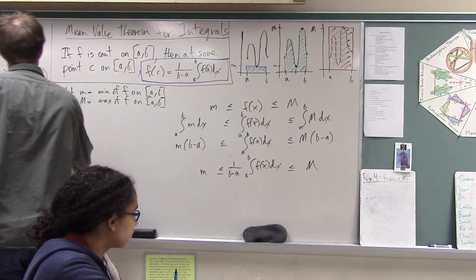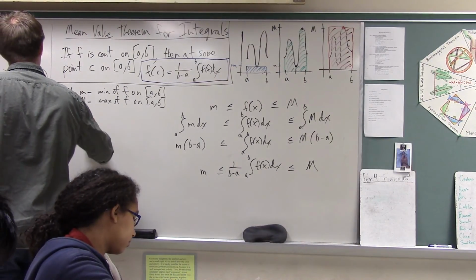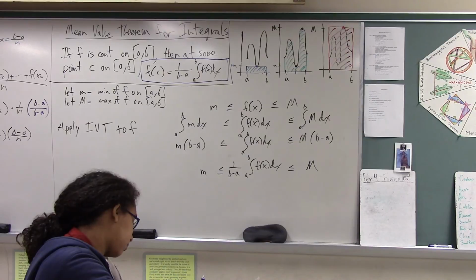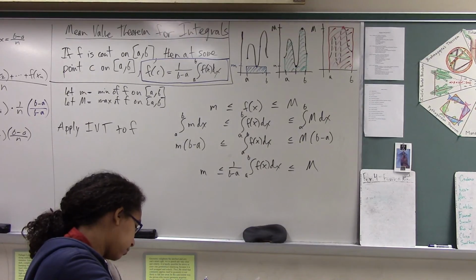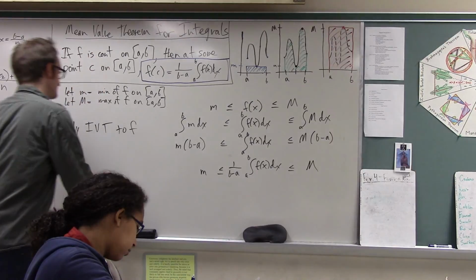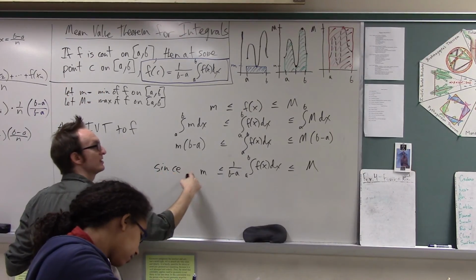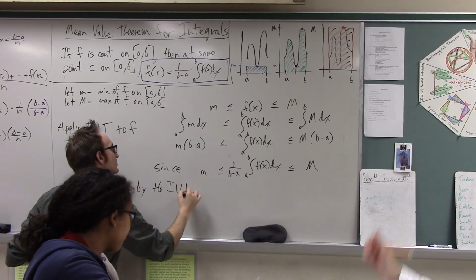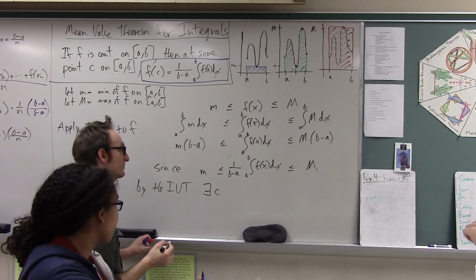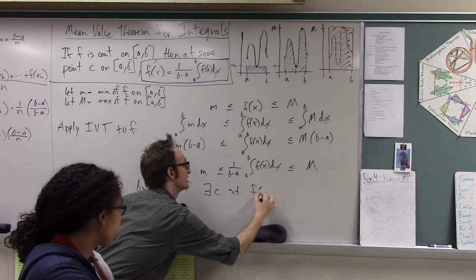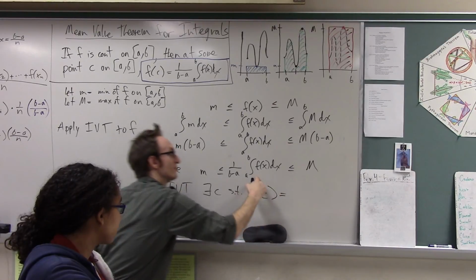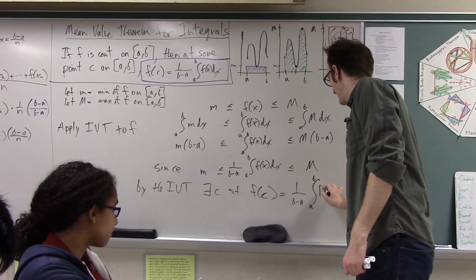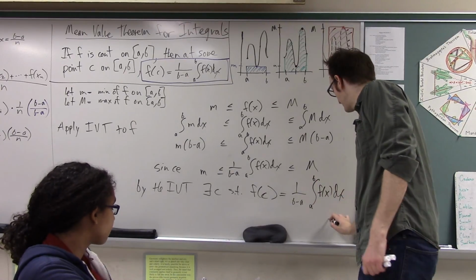So that's exactly what we do. We apply the intermediate value theorem to f. And we say that since this y value is in between little m and big M, by the intermediate value theorem, there exists a point c such that the function has this particular intermediate value, and that kind of proves it. Okay. How are we feeling on that? I'm feeling good. All right.